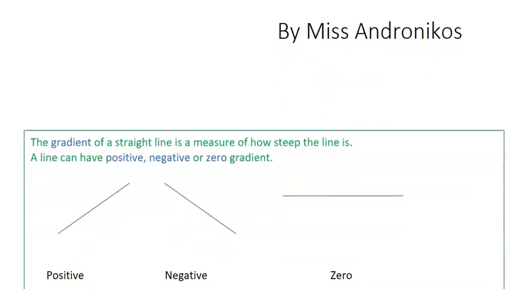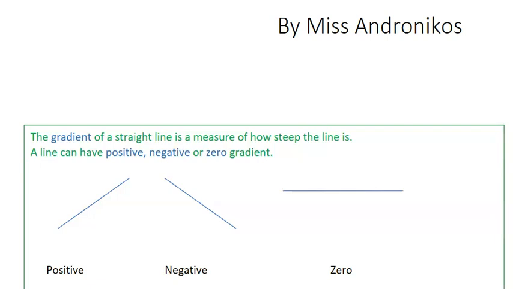So, a gradient of a straight line is a measure of how steep the line is. A line can have a positive, negative, or zero gradient. The way you can remember this is if you are looking at the gradient from left to right.